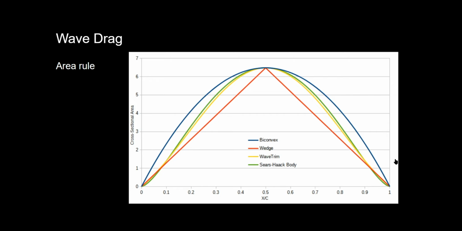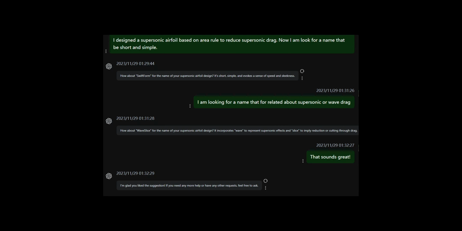So here's an airfoil that I designed to be close to the Sears-Haack body, and I can scale it to whatever thickness I need. It is what it looks like. Also, I'm going to provide the airfoil point file, if you want to try it. I asked ChatGPT for any ideas for this airfoil's name. So this is going to be the wave trim foil, with thickness following behind.